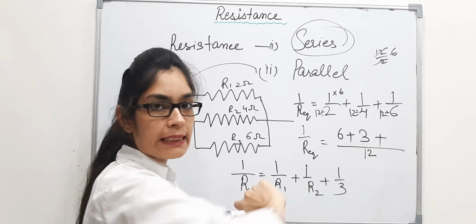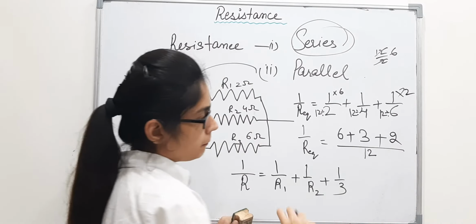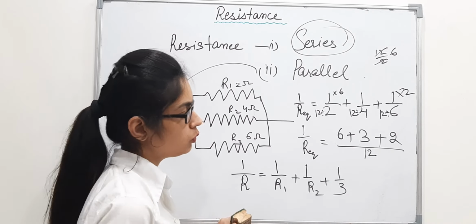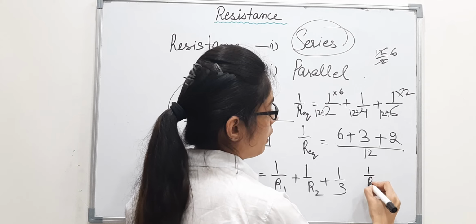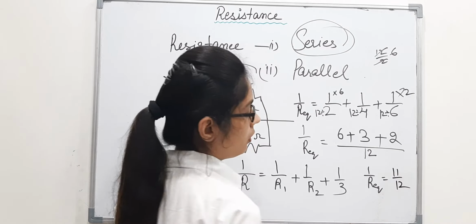12 divided by 6 will be 2, so 2 you have to multiply here. So it will be 6 plus 3 is 9, 9 plus 2 is 11. So 1 upon R equivalent is equal to 11 upon 12.